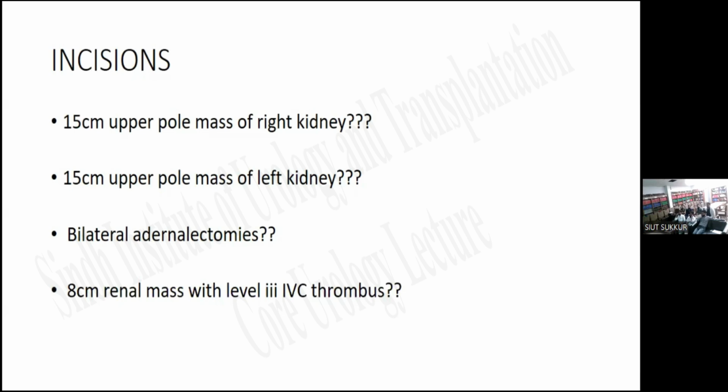So recently we have discussed an 8 centimeter renal mass with level 3 IVC thrombus. Which incision do we give? You should be flexible. Again, it all depends on the patient's condition. If the patient has multiple metastases or a tumor fracture, we cannot make the flank position, so we can go from the midline. It all depends on the condition of the patient and the intention of the surgery.